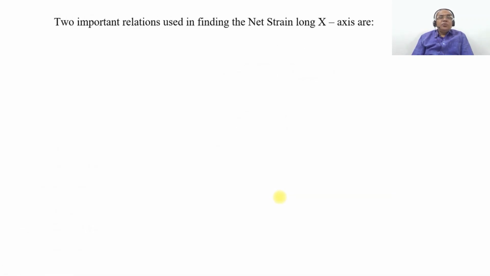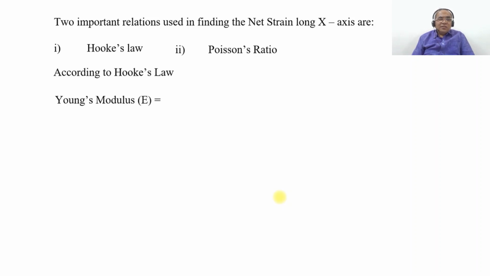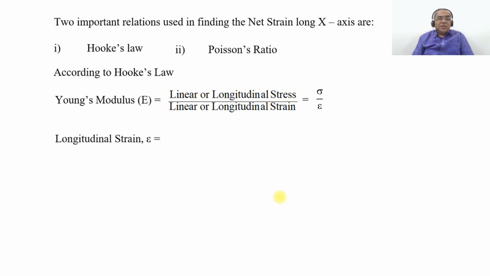Now, two important relations used in finding the net strain along the x axis are, one, Hooke's law, and the other, Poisson's ratio. That is because we have the longitudinal strain as well as the Poisson's ratio. So what is Hooke's law? Young's modulus is stress by strain, that is linear or longitudinal stress by the linear or longitudinal strain, which is sigma by epsilon. So the longitudinal strain is sigma by E.